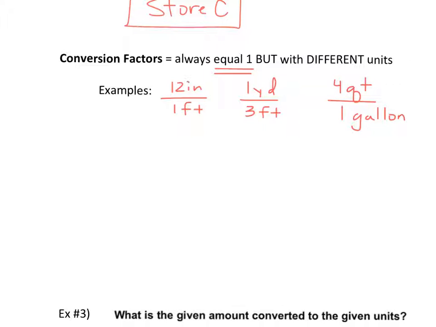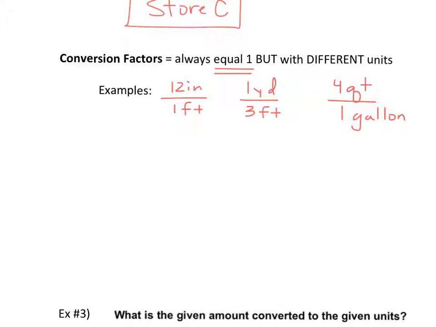4 over 1 does not equal 1, but 4 quarts over 1 gallon equals 1 because they are the same thing. Oh, so it depends on the unit. The units are what make it. You need units that are the same value, okay?